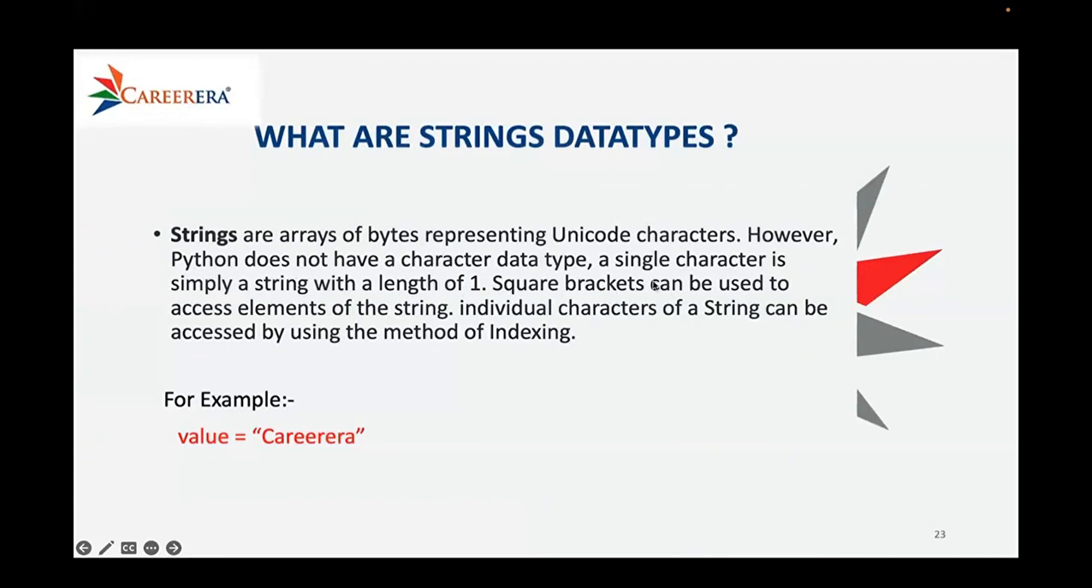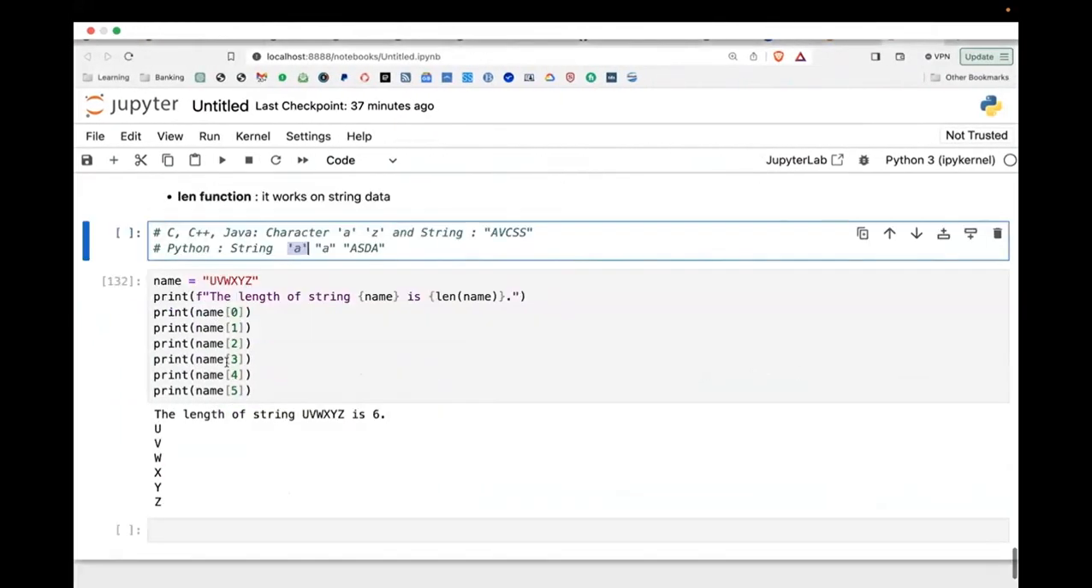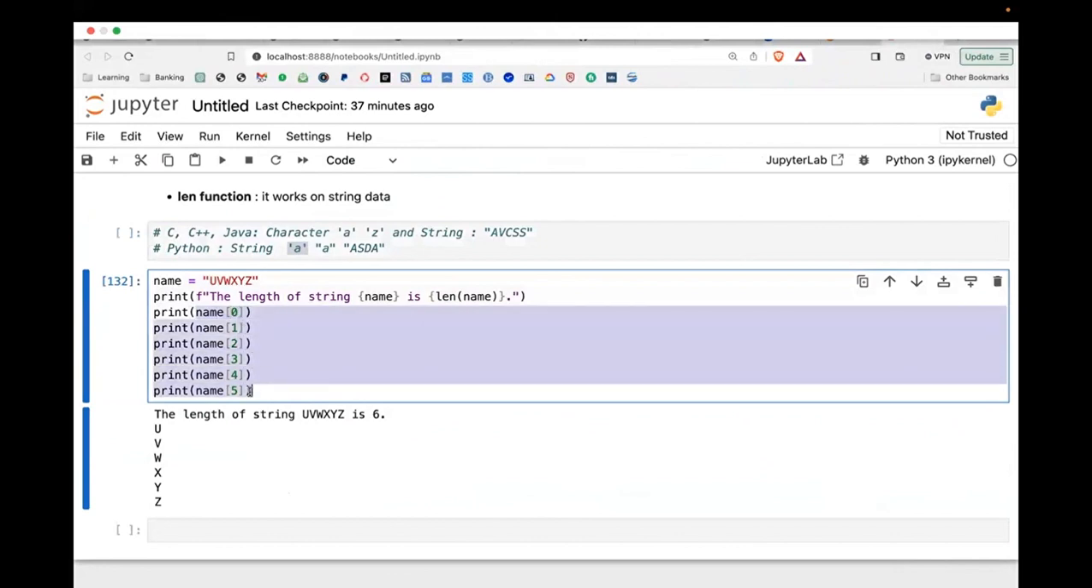A square bracket can be used to access elements of the string, which I already did: name 0, name 1, name 2. Individual characters of a string can be accessed by the method of indexing. You are accessing each character by indexing. This is index 0, this is index 1, this is index 2, this is the 3rd index, this is the 4th index, this is the 5th index. You can check. Okay.